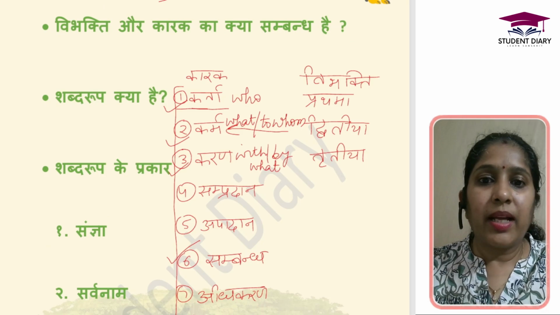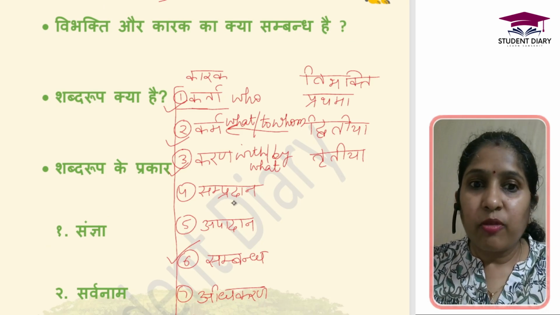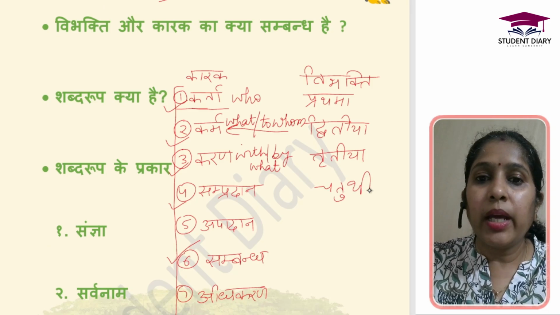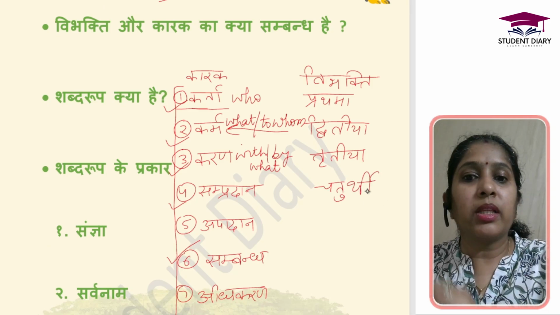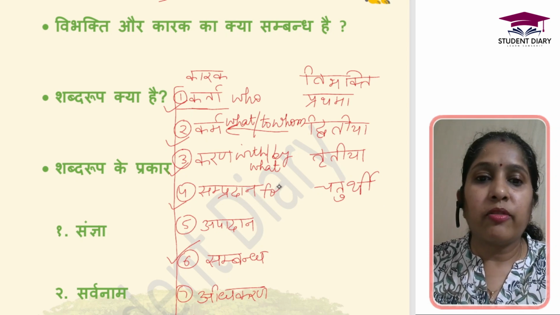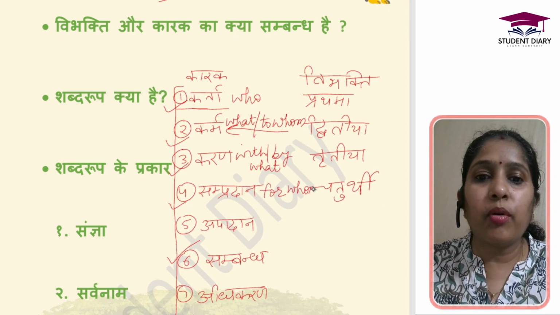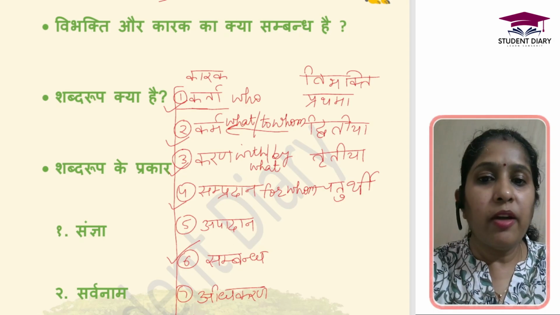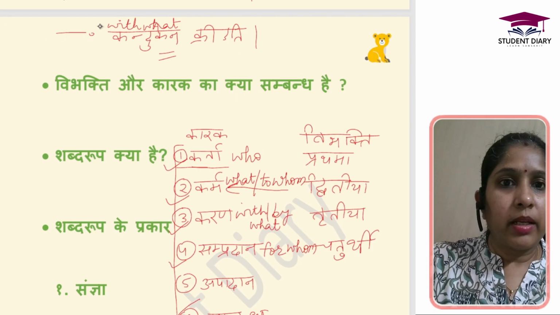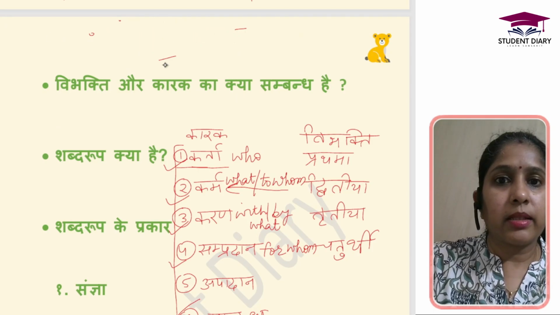Okay, so now let's go for the next one. Now, next fourth one is Sampradan. For Sampradan, we use Chaturthi Vibhakti. The words of Chaturthi Vibhakti we use in Sampradan. And Sampradan gives us an answer for whom or for what. So if I say that this ball is for Ram, let me erase it.